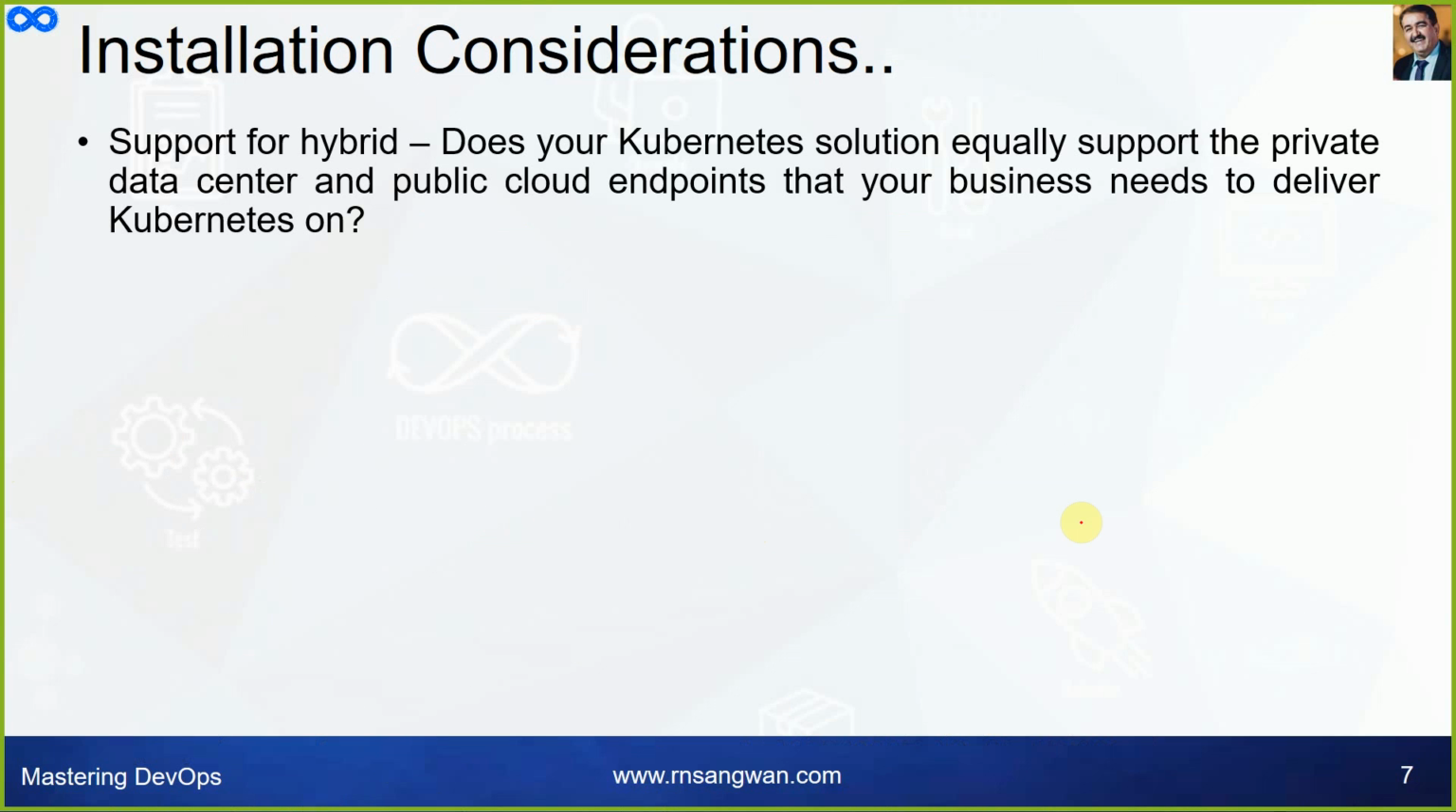Support for hybrid. The kind of solution you might be looking for: we have on-premises infrastructure also, cloud also, Oracle-managed complete OCI infrastructure and Cloud at Customer. So private cloud, public cloud. Does your Kubernetes solution equally support the private data center and public cloud endpoints that your business needs to deliver Kubernetes on? Are you ready with this?